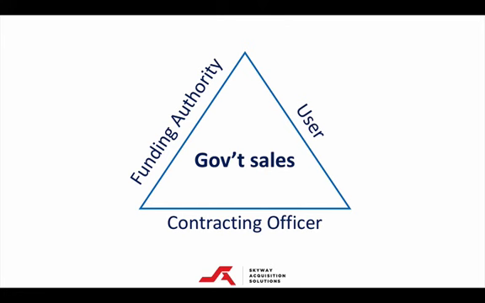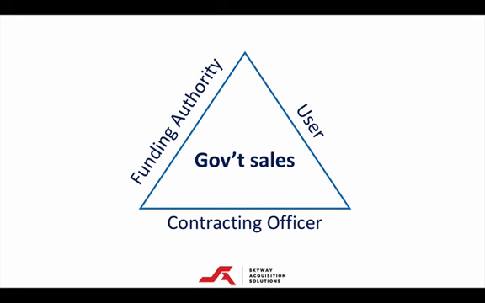Understanding how this triangle works is a really, really effective way to understand how the government market works. The key to understanding government contracting is to understand how the three sides of this triangle are needed. For example, if the funding authority and the contracting officer get together, they have money and they have acquisition strategy to buy something that nobody wants. If the contracting officer and the user get together, they have a great acquisition strategy and a great requirement, but no money. If the funding authority and the user get together, then you have money to buy something and a user who wants it, but you don't have anybody who knows how to actually acquire it from industry.